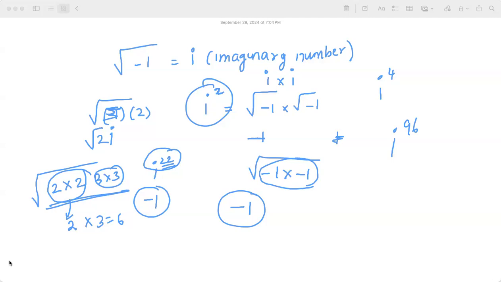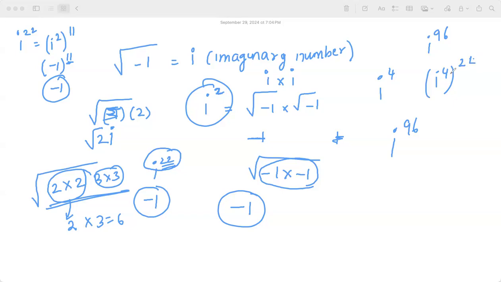It's 1. Good job, it's 1, because when you deeply think about it, i power of 22, I can write as i squared power 11. i squared is -1. -1 power any odd number is -1. Whereas I asked you about i power of 96, which can be written as i power of 4 power 24, right? So i power of 4 is 1, 1 power of 24 is 1. Any questions here? This is going to be quite important as we move on.